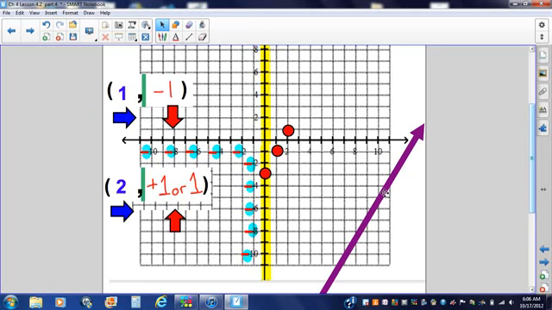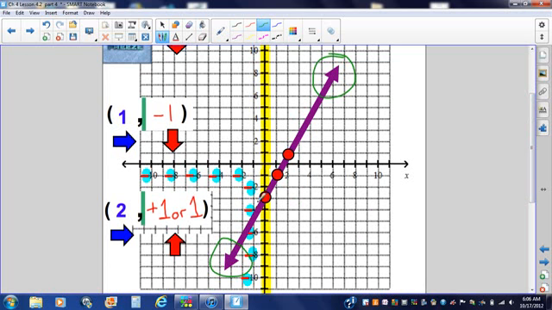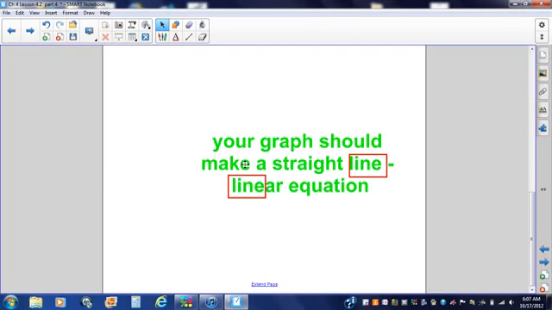The last thing we're going to do is connect them with a line. You can grab a protractor out of the box if you want to, or you can draw it by hand. Notice on the end of my line I have arrows. You should make arrows because that indicates that it goes on forever in both directions. And as I wrote below, your graph should make a straight line.